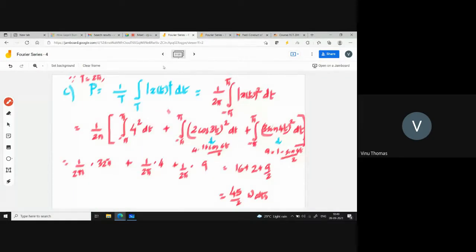I hope that is understood. Now let us look at the Parseval's power theorem. We will prove the Parseval's power theorem as follows.